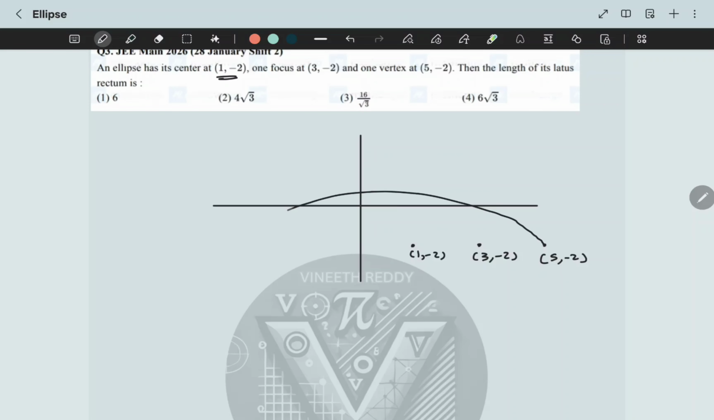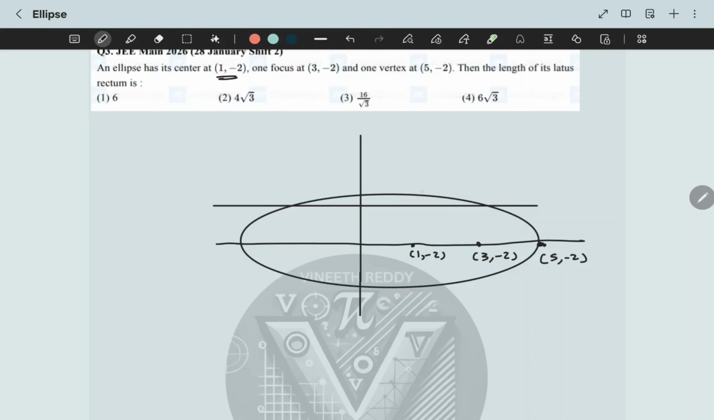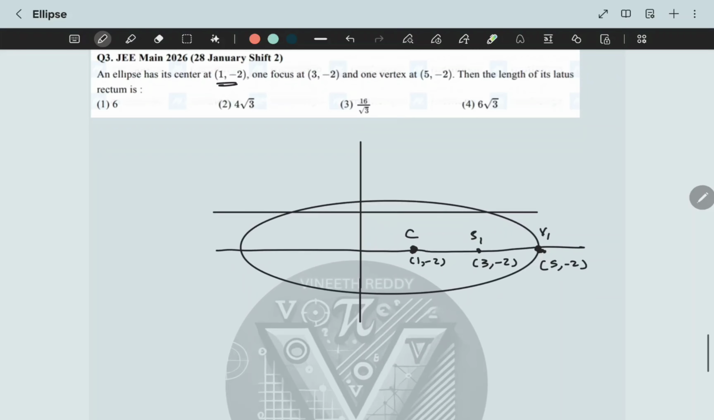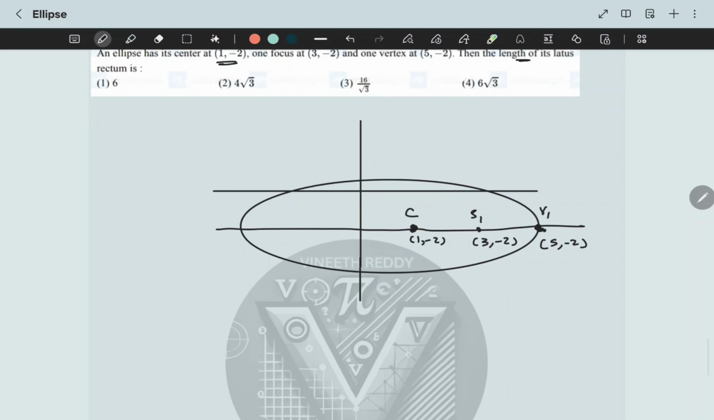So the ellipse is something like this. I'm drawing a rough diagram, okay. Students, it may not intersect the x-axis also, we don't know. For that we have to calculate. Now let us say this is the center of the ellipse C, and this is the focus S1 and this is the vertex V1, okay. Now what does he want? I think this is a very, very straightforward question. It's a board question, dear students. He is asking us to find the length of latus rectum.